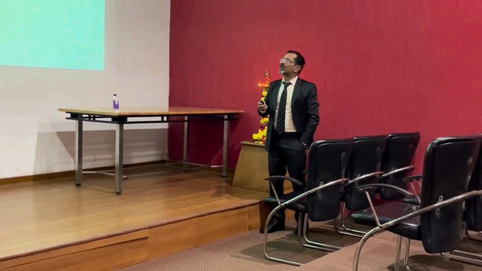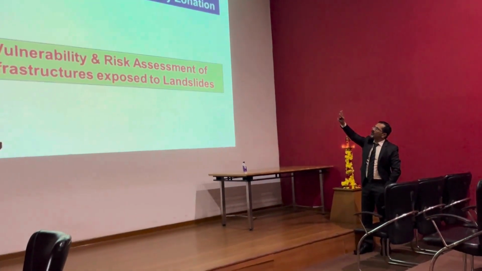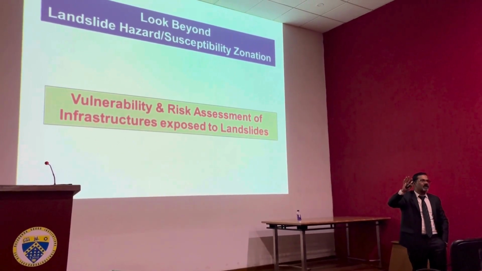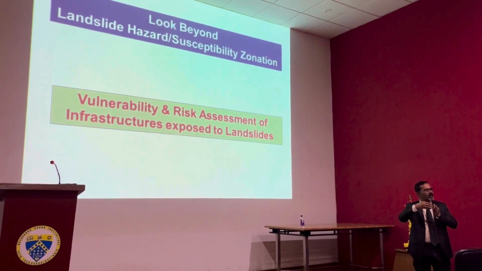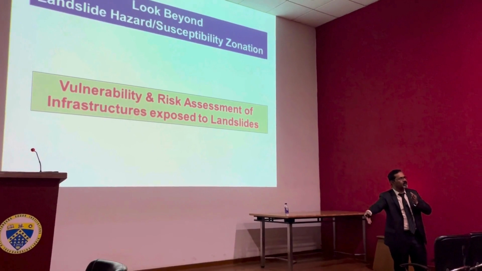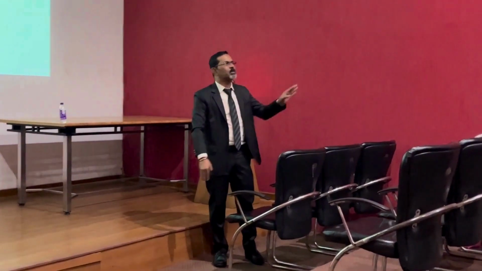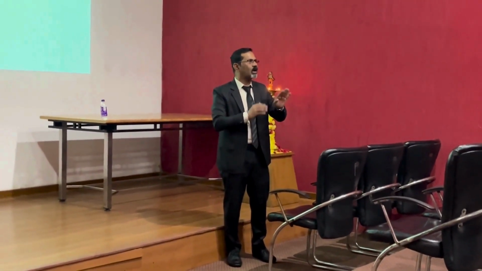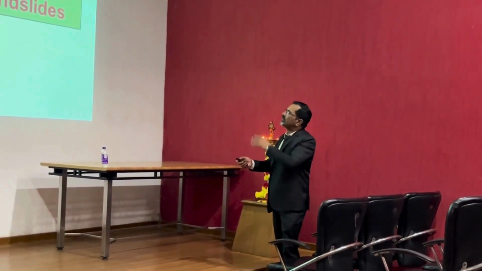So coming to the vulnerability or risk assessment part, but I was telling that we have to look beyond hazard or susceptibility zonation. That was only talking about spatial prediction. But if we predict that hazard will occur here, what we are doing, that knowledge has to transfer to the society. So what we are doing for the society, it's not about a research publication. Now the thing is, whatever research or integration you do, it should be translational. The product has to go to the field, go to the society.